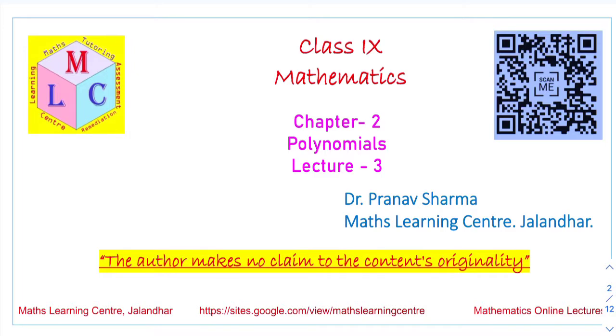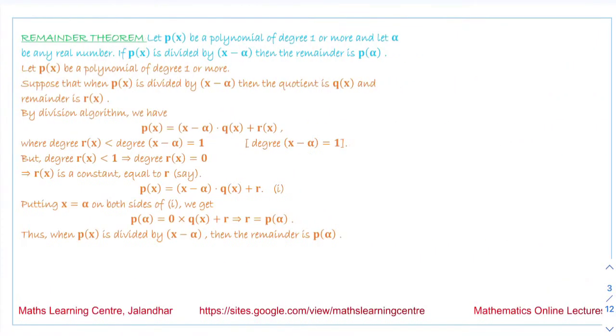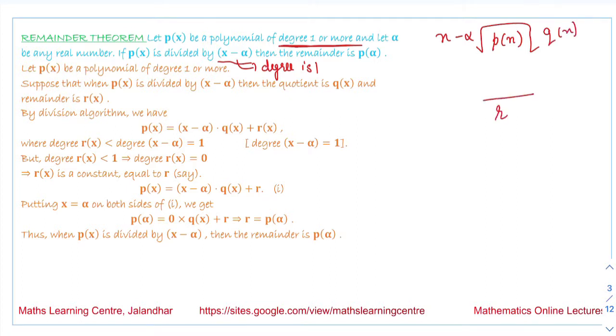Let p(x) be a polynomial whose degree is 1 or more, and there is another polynomial, x minus alpha. The degree of x minus alpha is 1, and we are dividing p(x) by x minus alpha. Suppose the quotient is q(x) and the remainder is r(x).